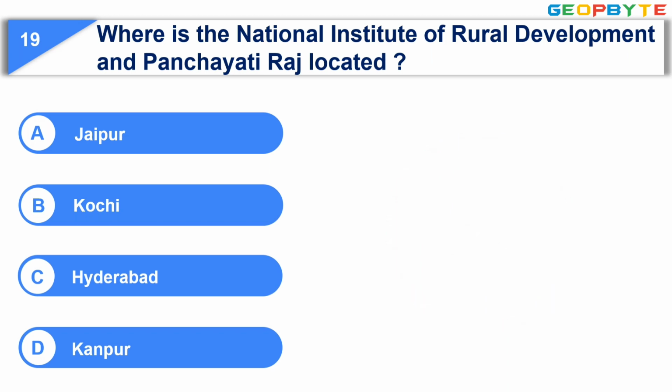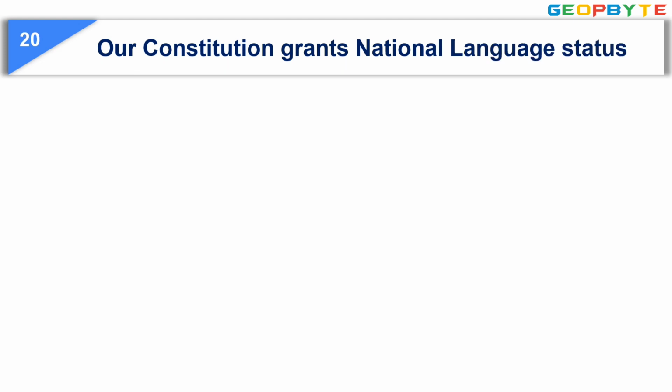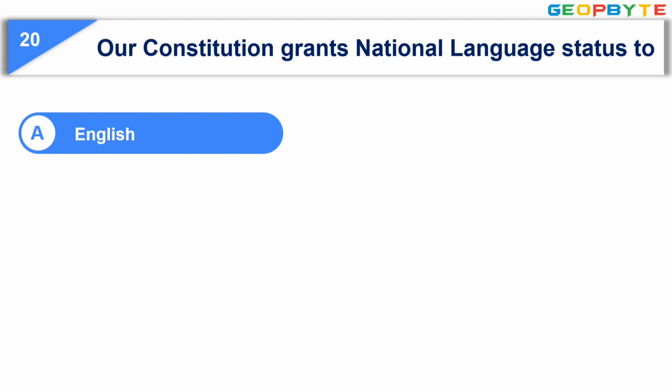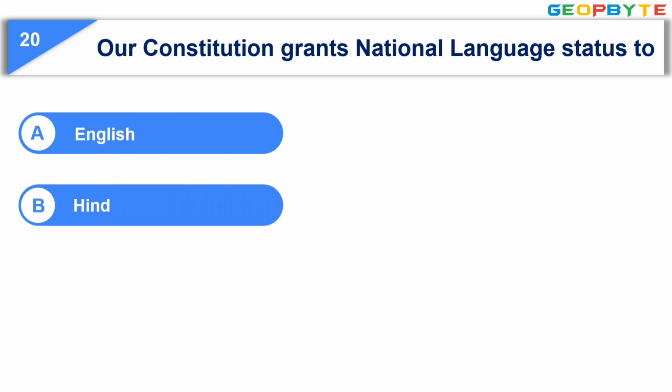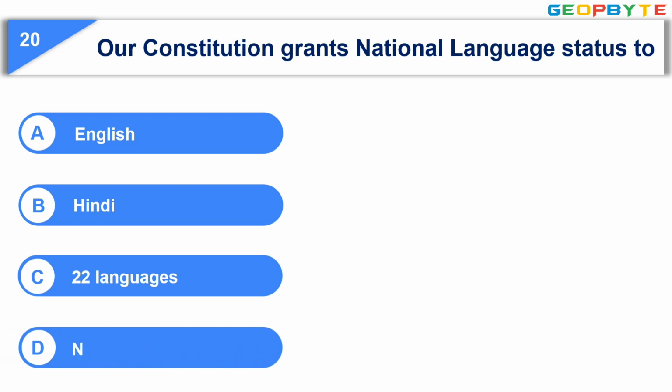Your time is up, and the correct answer is option C, Hyderabad. Moving to the 20th question. Our Constitution grants national language status to option A, English. Option B, Hindi. Option C, 22 languages. Option D, none of the above. Your time starts now.